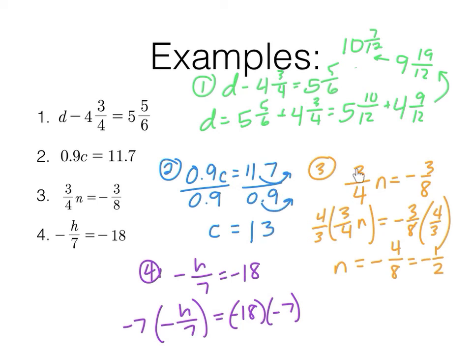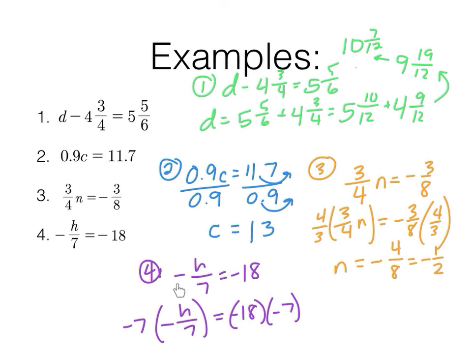Number 3, 3/4 n equals negative 3/8. This is the type of equation where you want to use multiplication to solve. Multiply by the reciprocal. You multiply by the reciprocal, you get rid of the fraction, and in many cases, you already have a fraction here anyway if there's a fraction coefficient, so it's easier math to multiply 2 fractions. Simplify and you have your answer.